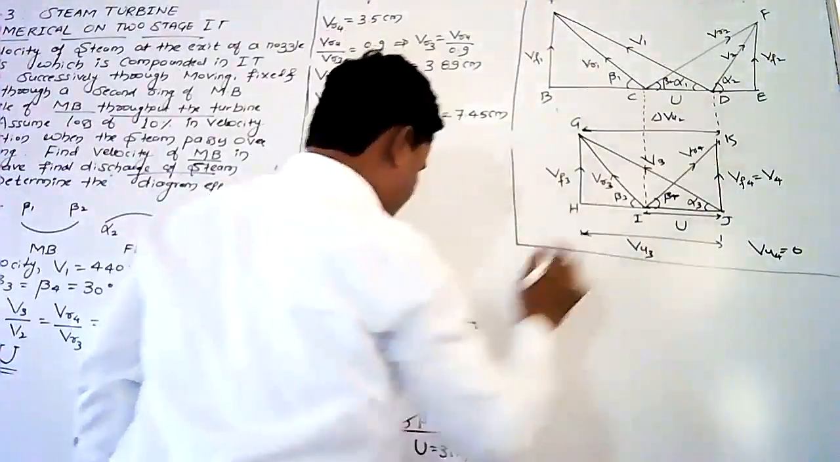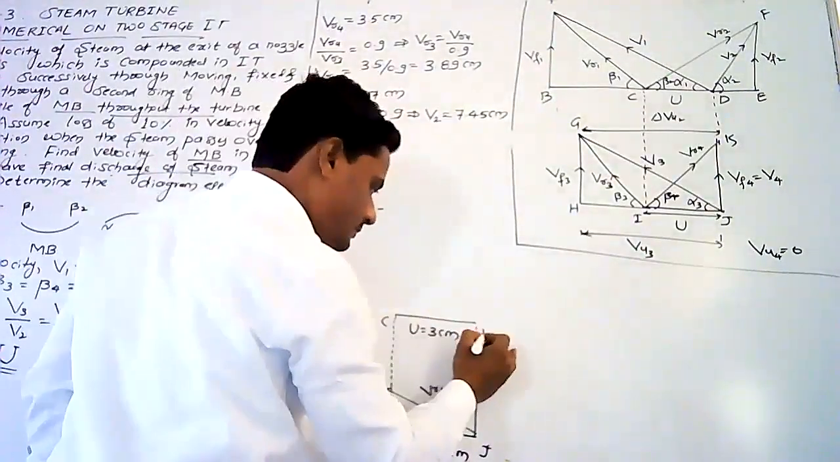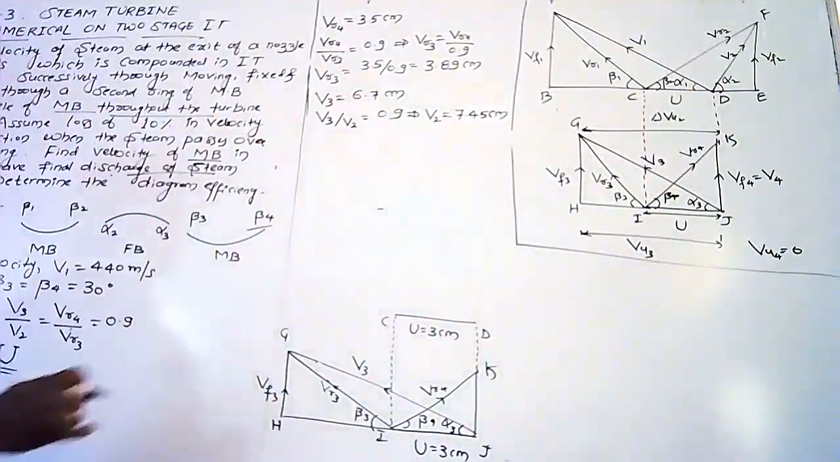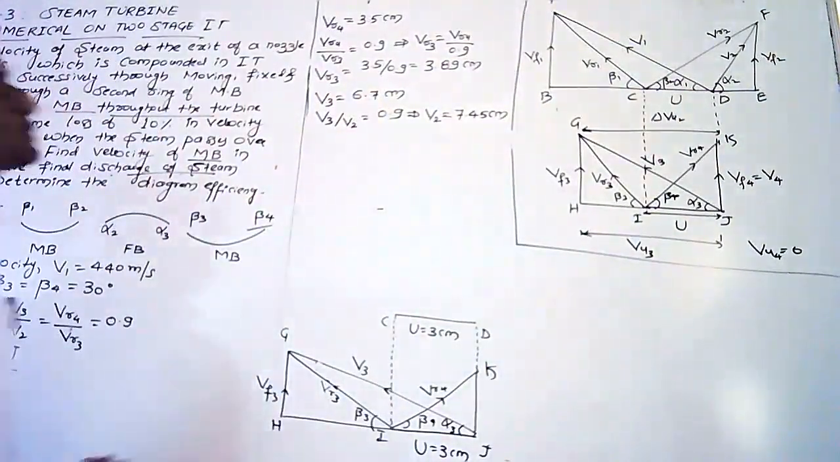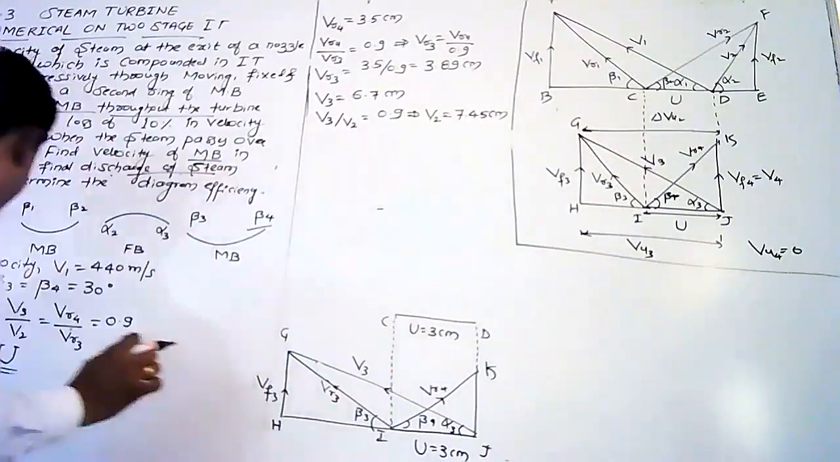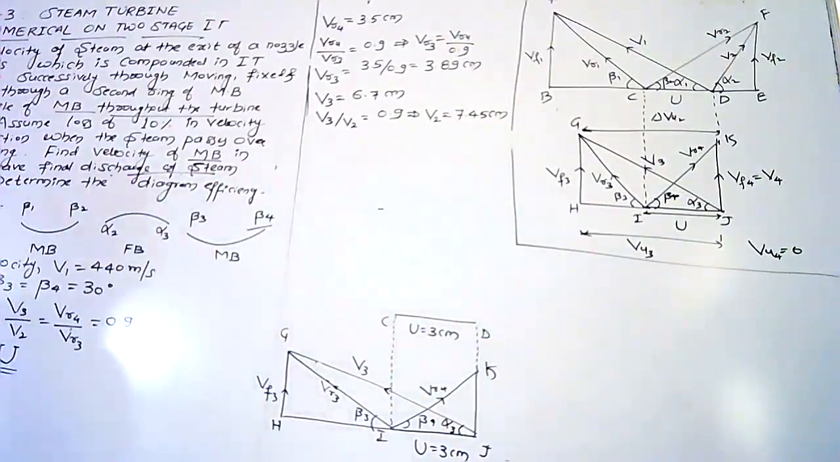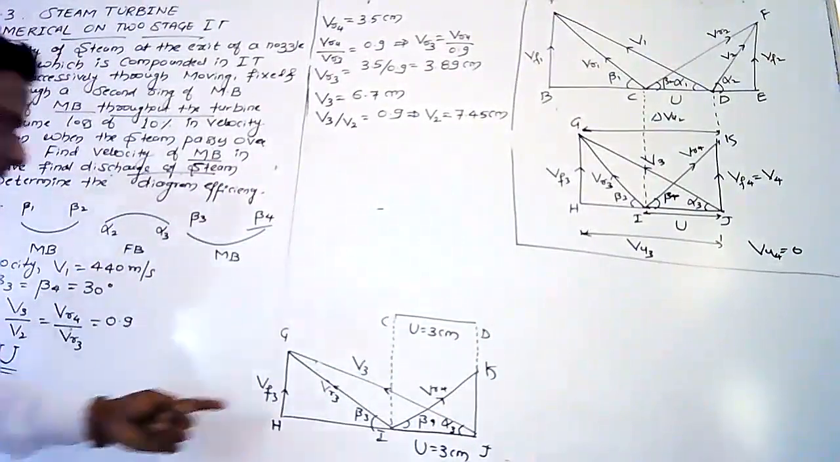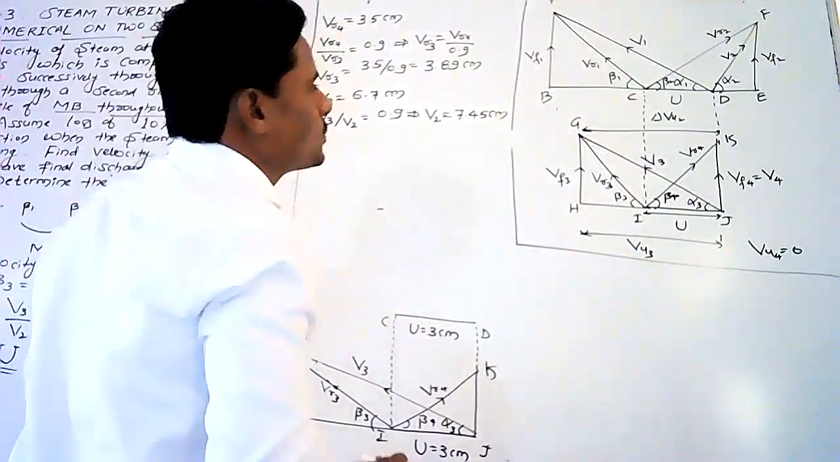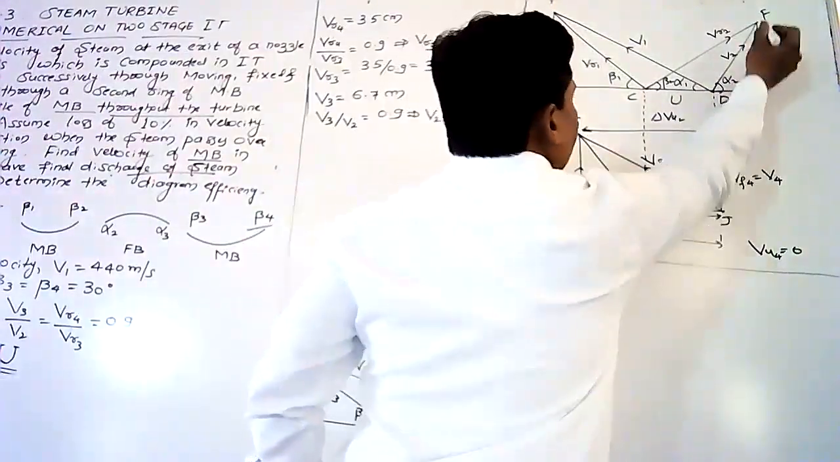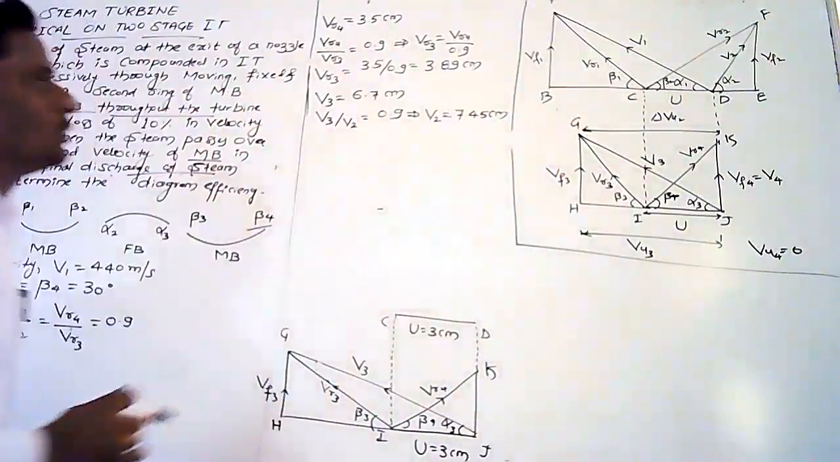This is CD. Now, we know the value of beta 2. Do we know the value of VR2? We don't know the value of VR2 here. V1 is known, so V2 is known from here. Alpha 2 we don't know.